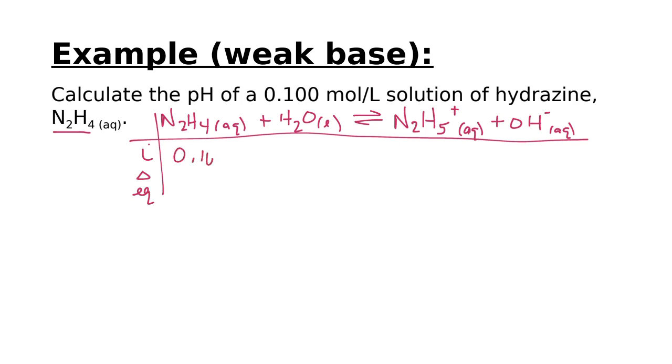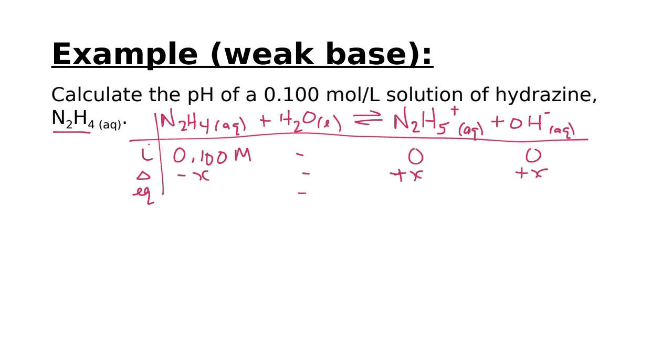We need an initial concentration, change, and equilibrium. So the initial concentration is 0.100 molar. We're not worrying about water. It still doesn't change. We have no initial concentrations of our products. Over time, that reactant molecule will go down in concentration as it creates products. So our products go up by x.